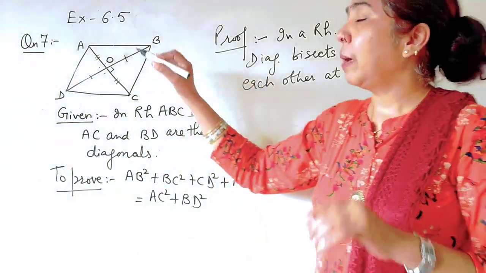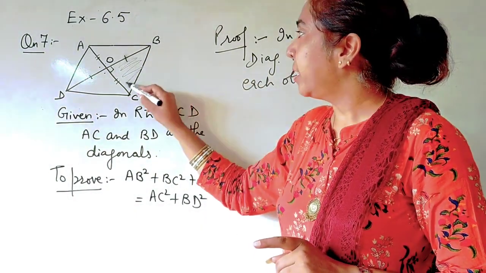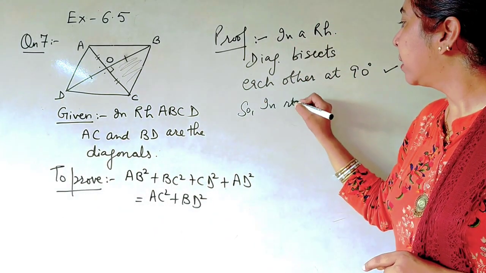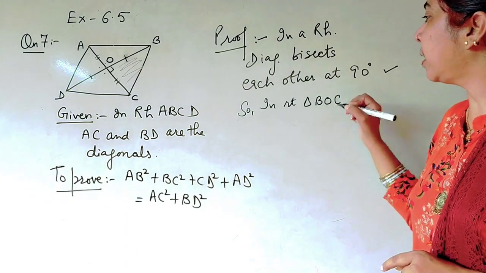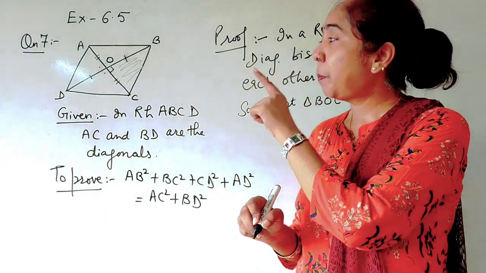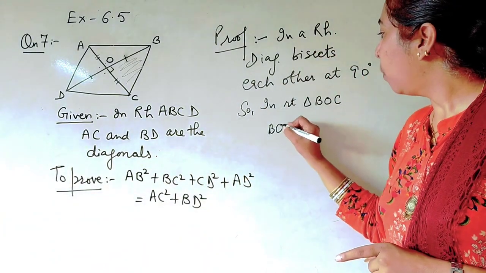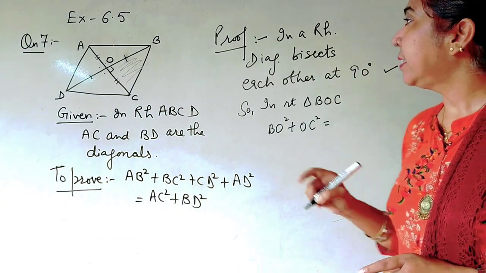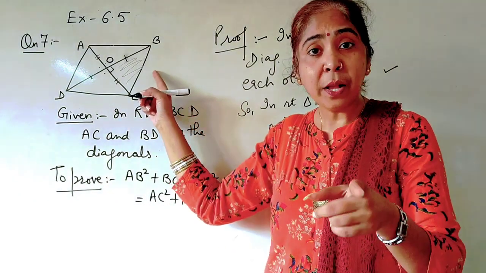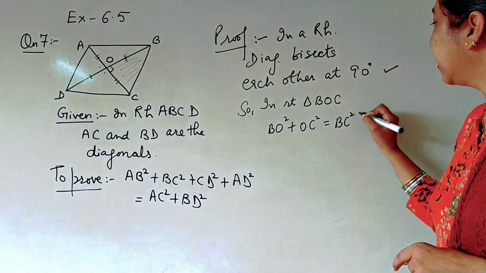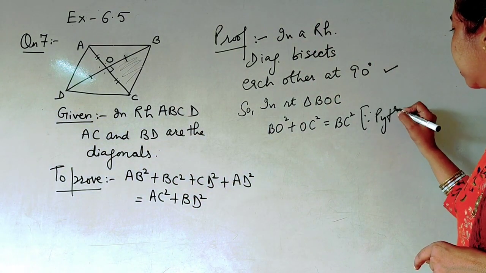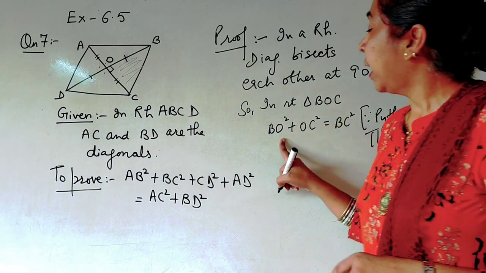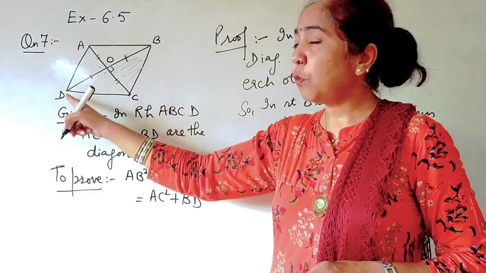So now I'm taking one of the right triangles here, let's say this one, BOC. In right triangle BOC, apply the Pythagoras theorem. Pythagoras says BO square plus OC square is equal to BC square. And this is according to the Pythagoras theorem, right?